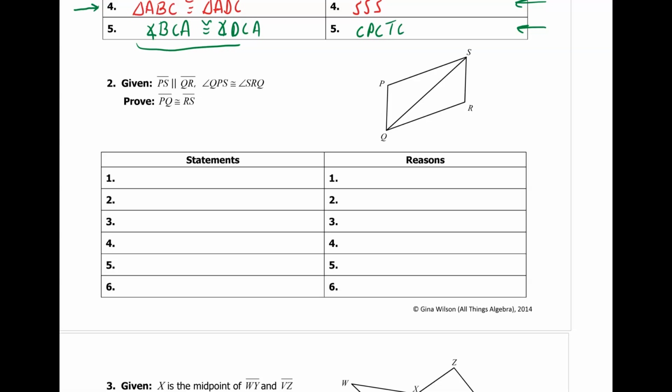Okay, so we can start off by marking the diagrams. We can start off by writing the statements. Either way, we've got to do both. So let's just go ahead and think about it first and mark the diagrams first.